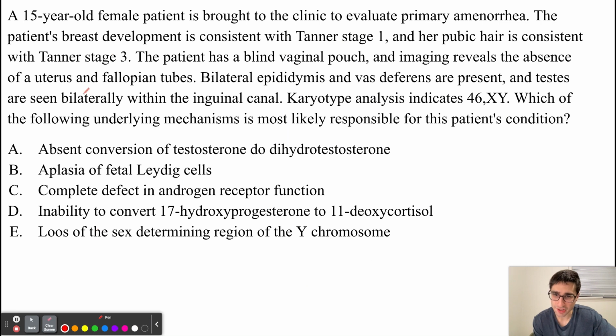So to answer the question, the patient does not have the enzyme 5-alpha reductase because she was not able to produce a male external genitalia. And so the answer is going to be answer choice A. There's an absent conversion of testosterone to dihydrotestosterone because dihydrotestosterone is responsible for producing male external genitalia.